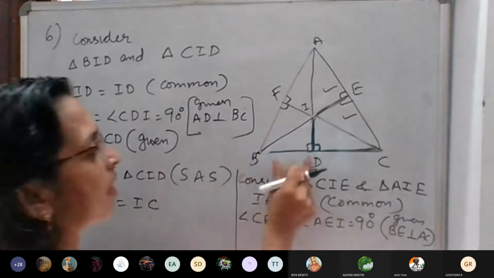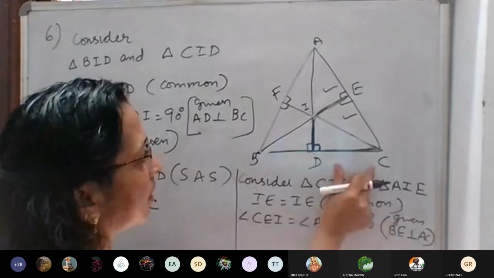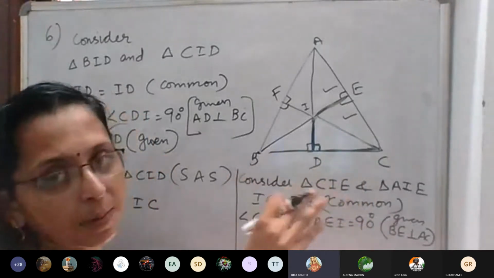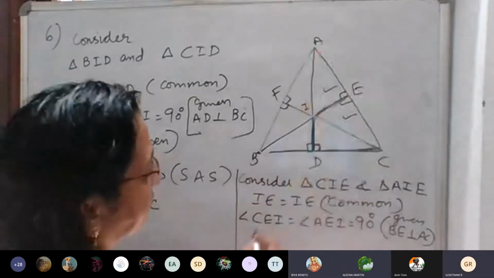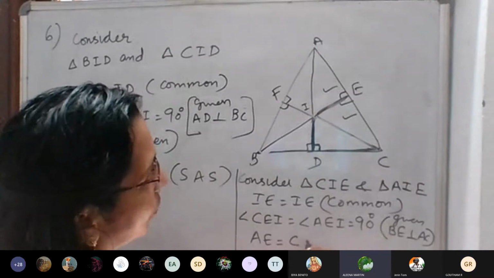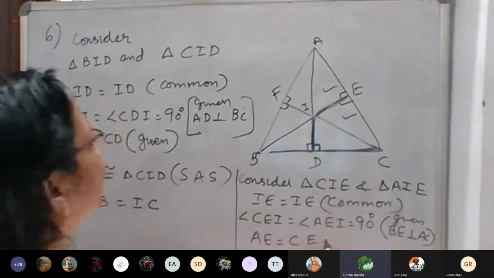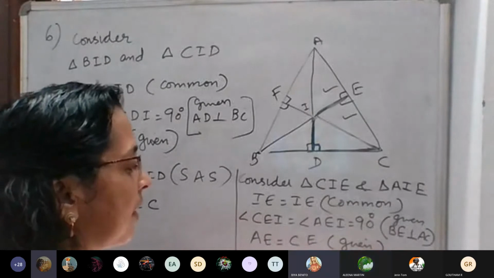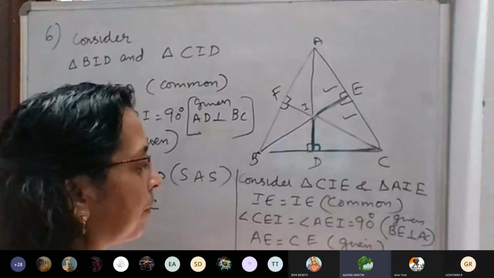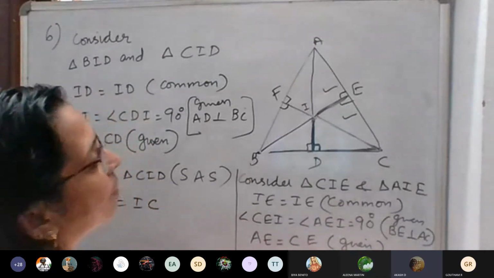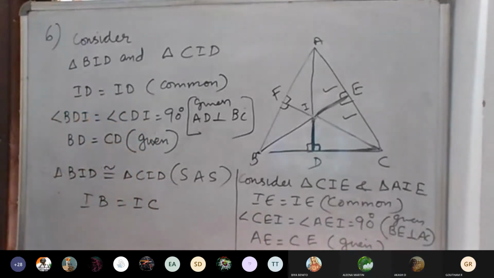The next step is the same as BD is equal to CD, given it is a perpendicular bisector. Then AE is equal to CE. Perpendicular bisector is also what is given, no? BE is given as the perpendicular bisector.